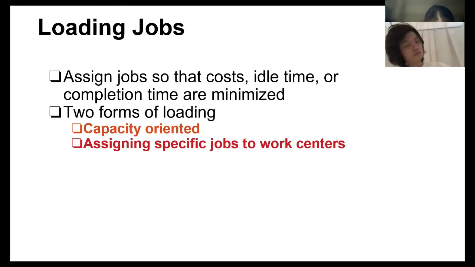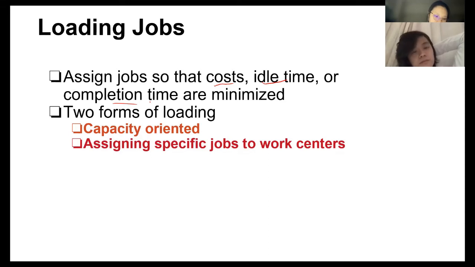The jobs that arrive, we call it loading jobs. Loading a job means you assign a job or assign the orders. Basically, assigning means you start doing the job or doing the work. So assign jobs so that cost, idle time or completion time are minimized, like the measures just now. We want to make sure you do not result in idle time. Idle time means the worker is not working, the machine is not running.